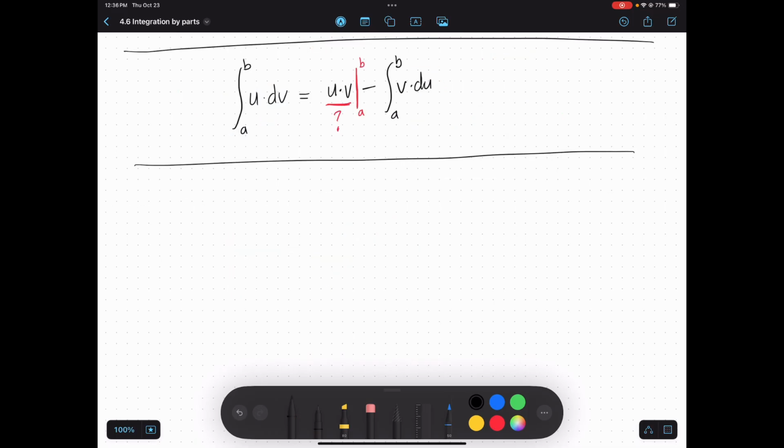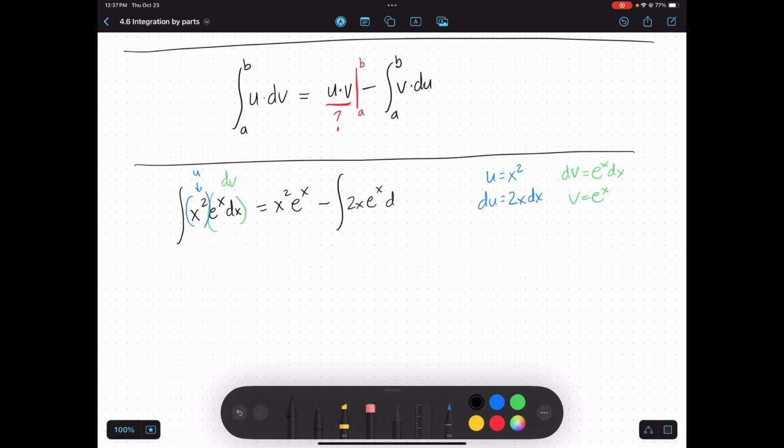Well, last we need to talk about situations where you may need to use this multiple times. Consider this function, x squared e to the x dx. Like we already said, we want to choose my exponential function as my integrable function, and I'm working with a power function for my other one, so this one I want to choose as my u function. But notice what happens when I actually use integration by parts. I get x squared e to the x minus this integral of 2x e to the x dx.